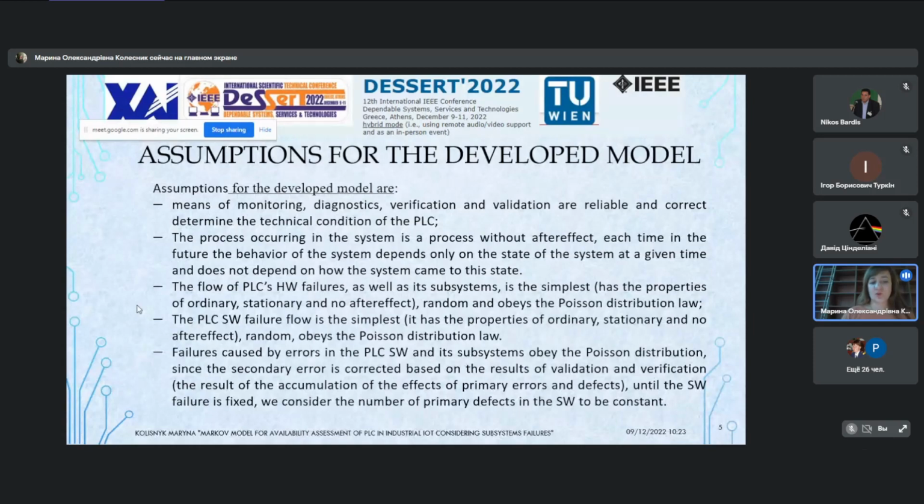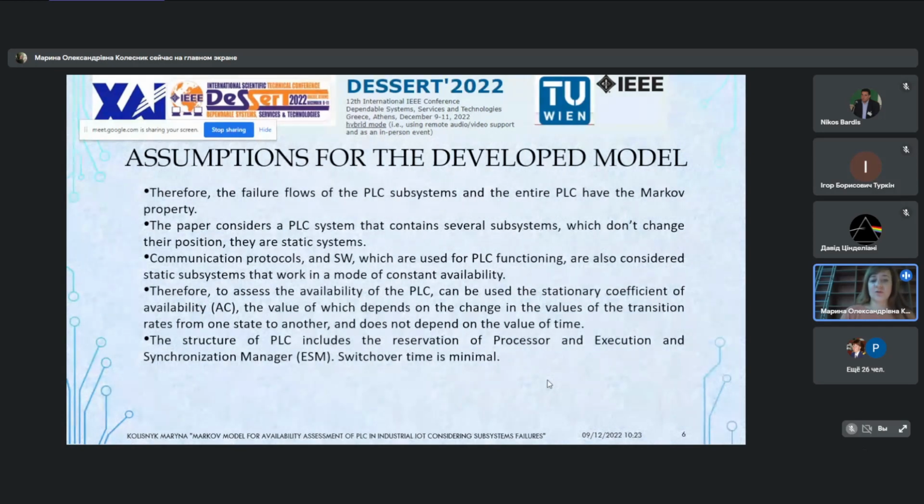Also, we include PLC software failures in our model. Their flow is the simplest, also random, and obeys the Poisson distribution law. Failures caused by errors in the PLC software and its subsystems also obey the Poisson distribution. A secondary error is corrected based on the result of validation and verification, until the software failure is fixed. We consider the number of primary defects in the software to be constant. Therefore, the failure flows of the PLC subsystems and the entire PLC have the Markov property.